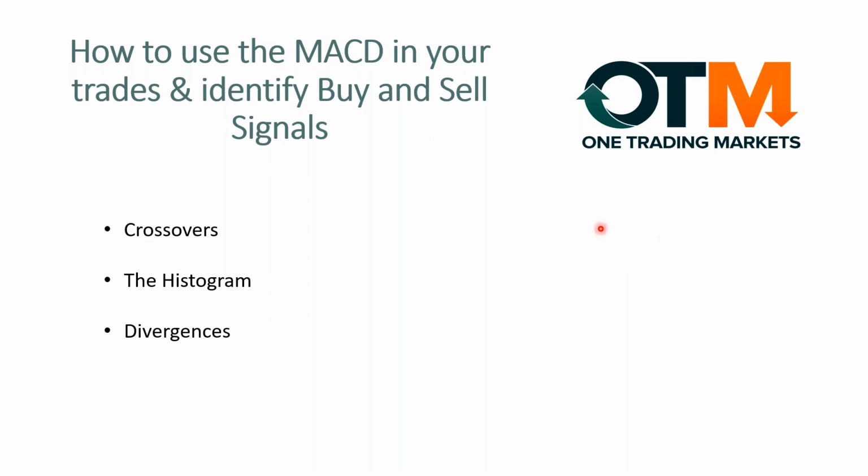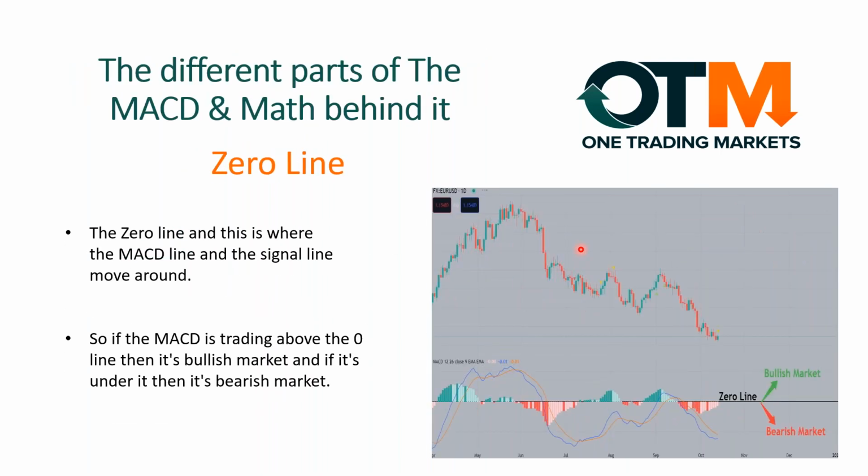Yeah, 100% sure. Let me show you again. So the zero line, correct? Yeah, okay. So like I said, the rule with the zero line is if the MACD line is trading above the zero line, then the market is considered bullish, which means the market is gaining more value. And if the market is below the zero line, then the market is considered bearish.